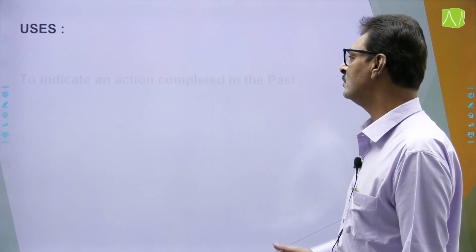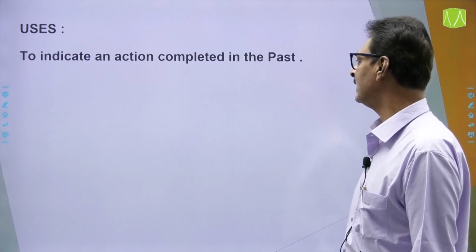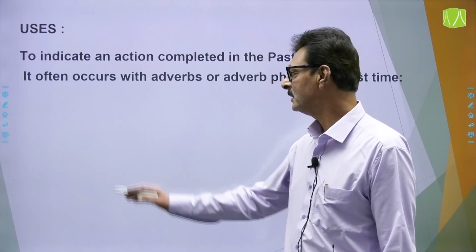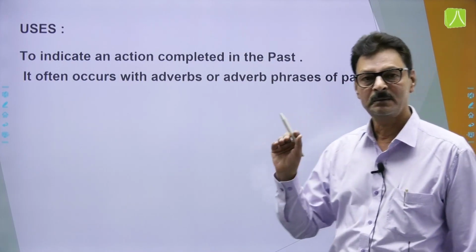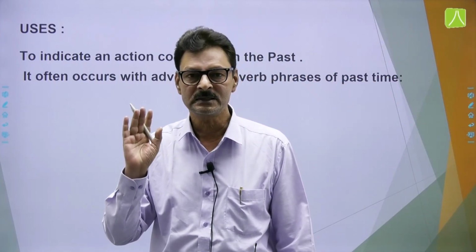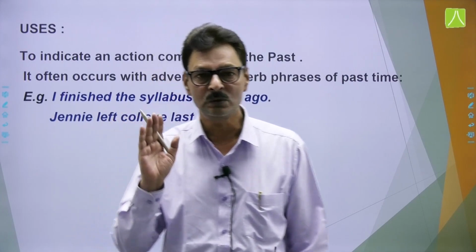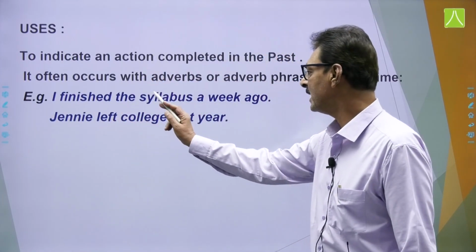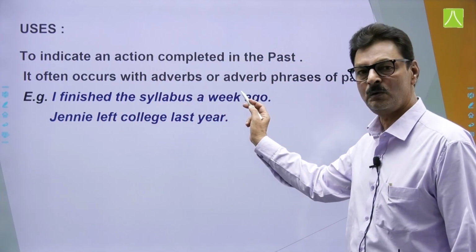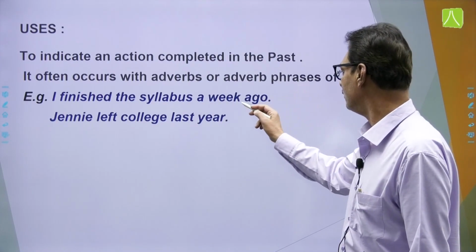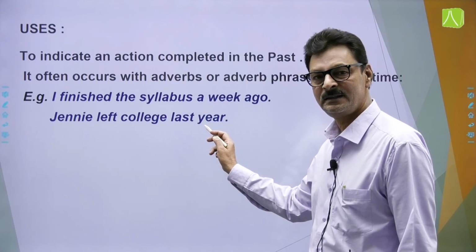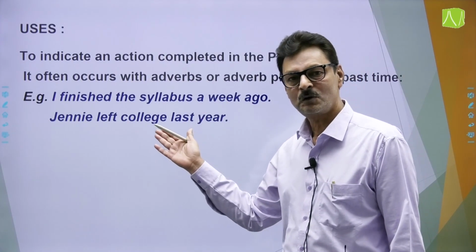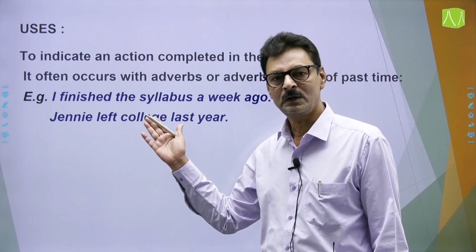Now, what are the uses of this? To indicate an action completed in the past. It often occurs with adverb clause or adverb phrase of the past time. That is some time frame of the past इसके अंदर mention करना जरूरी है. For example, I finished the syllabus a week ago. This is the adverb clause of the past. Jenny left college last year. This last year tells us the adverb clause of the past, some time constraint of the past.